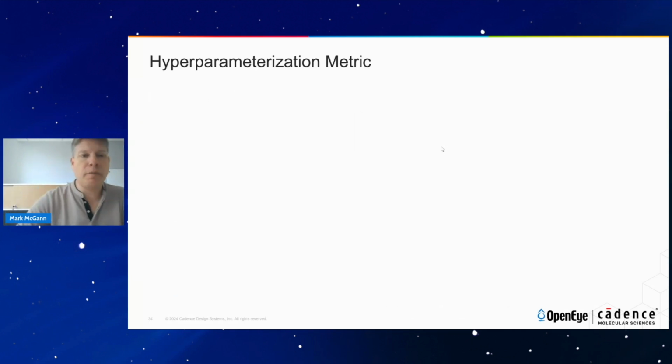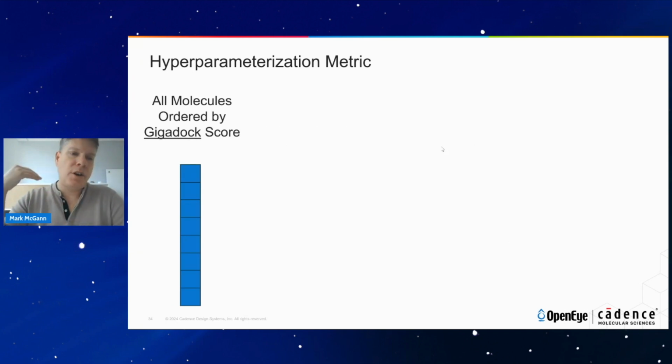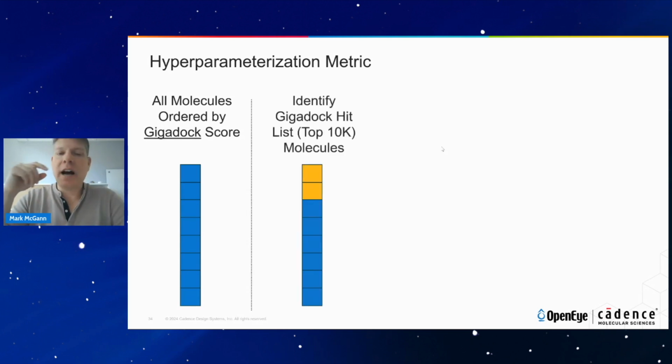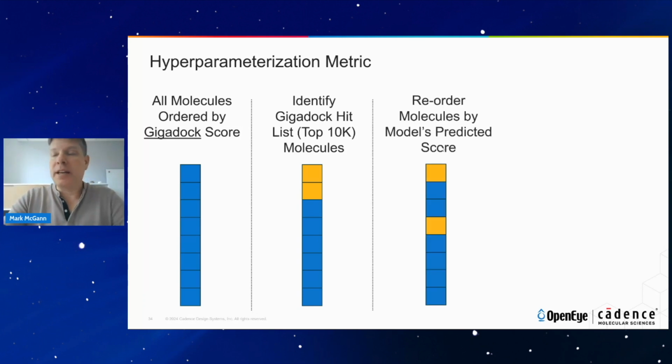And last, I just want to talk about the metric that we use to evaluate the score model that we're building in Gigadock Warp. So what we do is we initially take all the molecules that Gigadock docked and we order them by score. We then identify the top 10,000 molecules in the true Gigadock hit list. We then build the regression model that Gigadock Warp uses, and we reorder the molecules by the predicted score of this model.